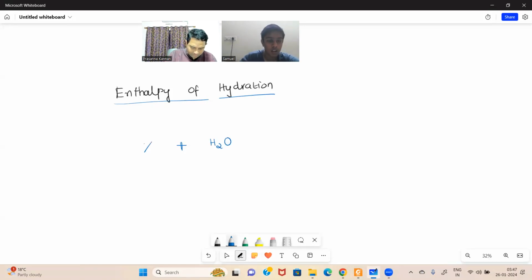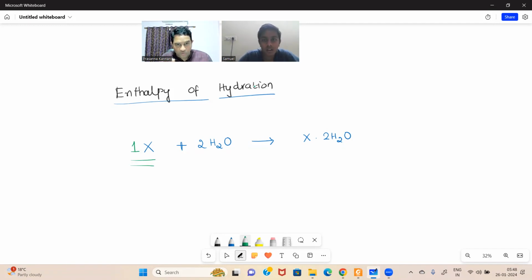Let's say I have a compound and I add 2 molecules of water to it. Let's take the example that you have given. Let's say it was initially anhydrous. It becomes hydrated salt right now. So the point is, enthalpy of hydration is what? Addition of water molecules to 1 mole of the substance. Right. Is that clear? Yes.